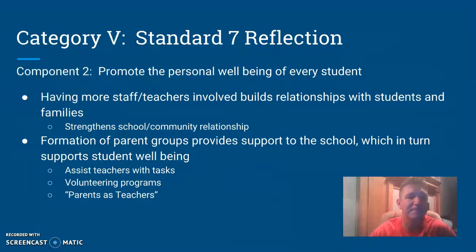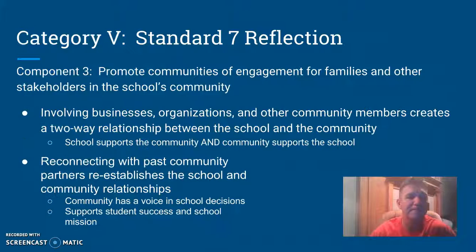I know in my school, a lot of times our parental group volunteers at the school. They assist teachers with some of the tasks that they may not have time to do. Maybe it's making copies, helping organize a field trip, filing paperwork, whatever that might be. We also offer a program called Parents as Teachers, which allows parents to come in, and it's almost like a tutoring program to help the parents to help their students in the home environment outside the school.